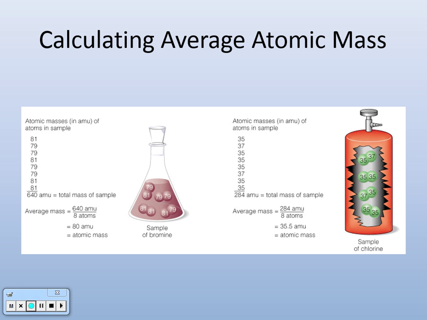Alright, so how many isotopes of bromine are there? 2. There are 2 isotopes of bromine, right? Bromine 79 and bromine 81. Okay? You should be able to figure out how many protons and neutrons they have, but let's not worry about that right now. Okay.